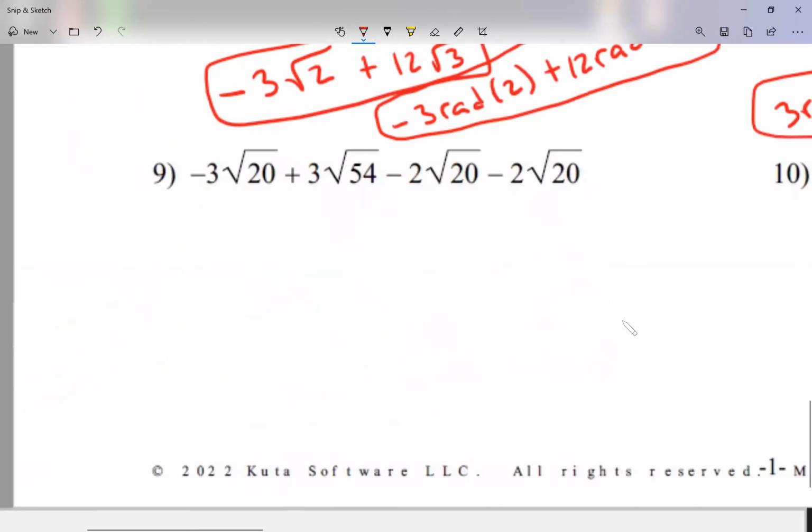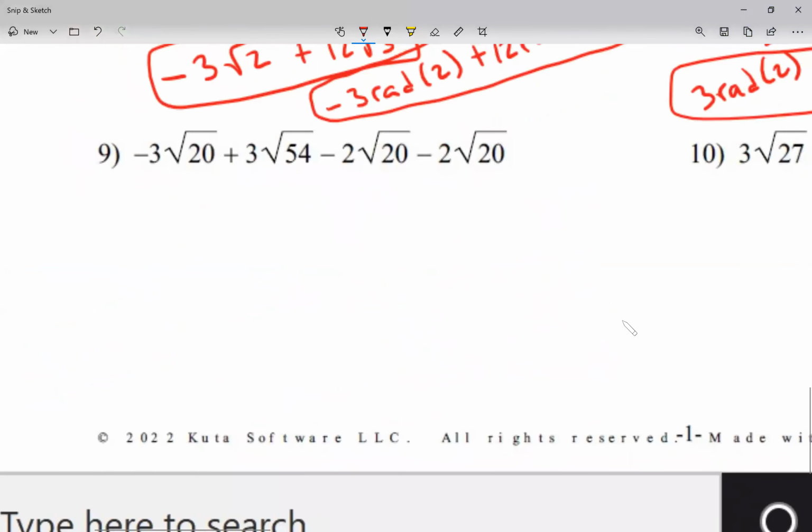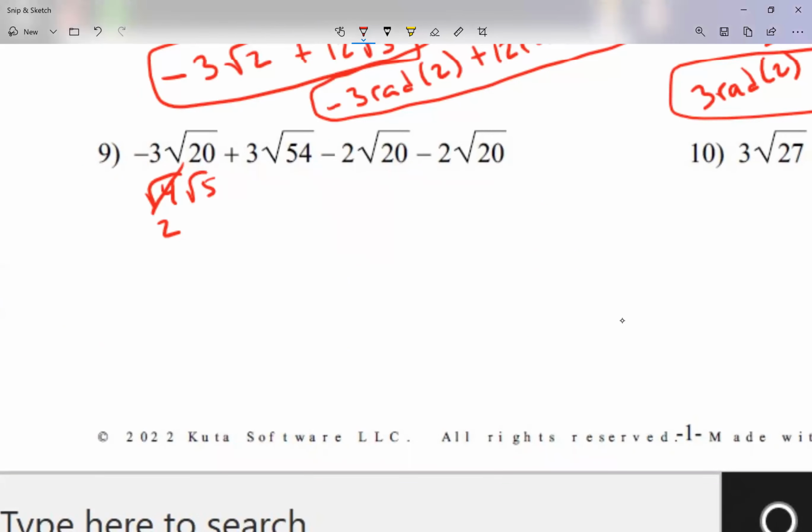Okay, question number 9. Let me simplify my radicals. Radical 20, I can think of that as 4 times 5 because the square root of 4 is 2. So I'm thinking of a multiplication, right? 2 numbers that multiplied equals 20. One of them has to be a perfect square. Now this 2 with the negative 3 in the front, this is going to simplify to negative 6 radical 5, right? The 2 with the negative 3 I multiplied.